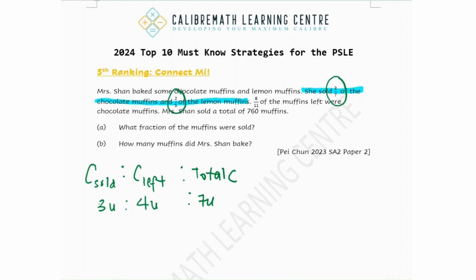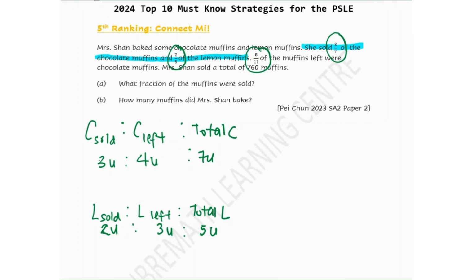And then for the 2/5, we know that 2/5 of the lemon muffins were sold. So we can write something similar. Lemon sold to lemon left to total lemon will be 2 units is to 3 units is to the total of 5 units. From this fraction, we will be able to write down the ratio for chocolate muffins left to lemon muffins left to be 8 units is to 3 units. And so the total left will be 11 units, which comes from the denominator.